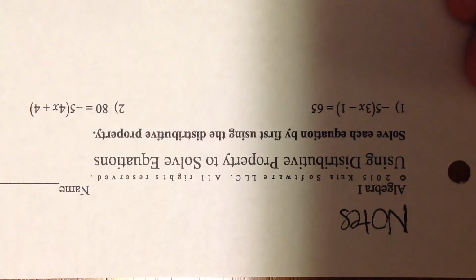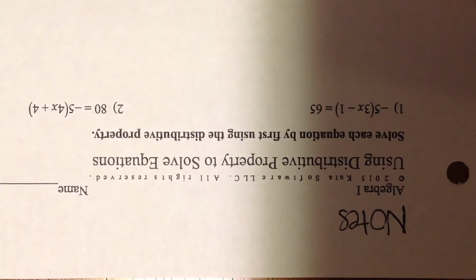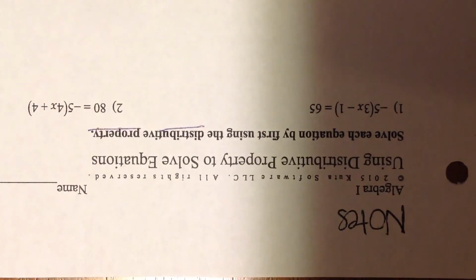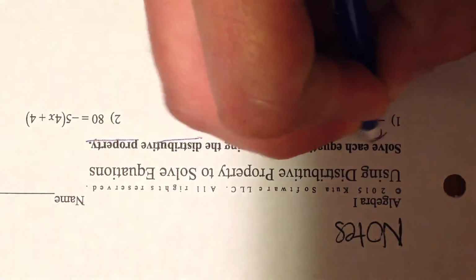In this video, we're going to be talking about using the distributive property to solve equations. So in order to solve these equations, you need to first use the distributive property and then solve each equation. So in the first equation, we need to distribute the negative 5.